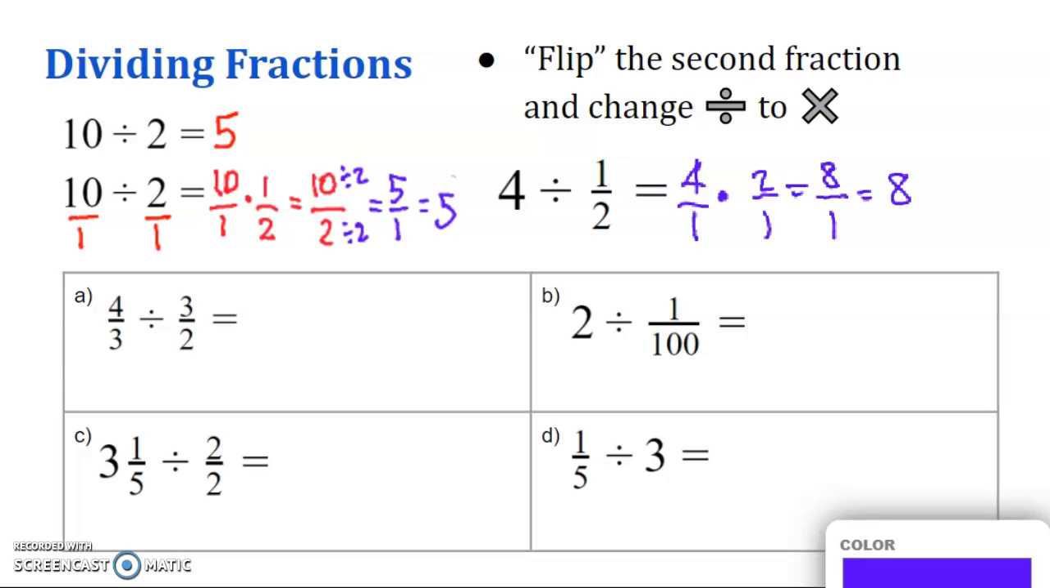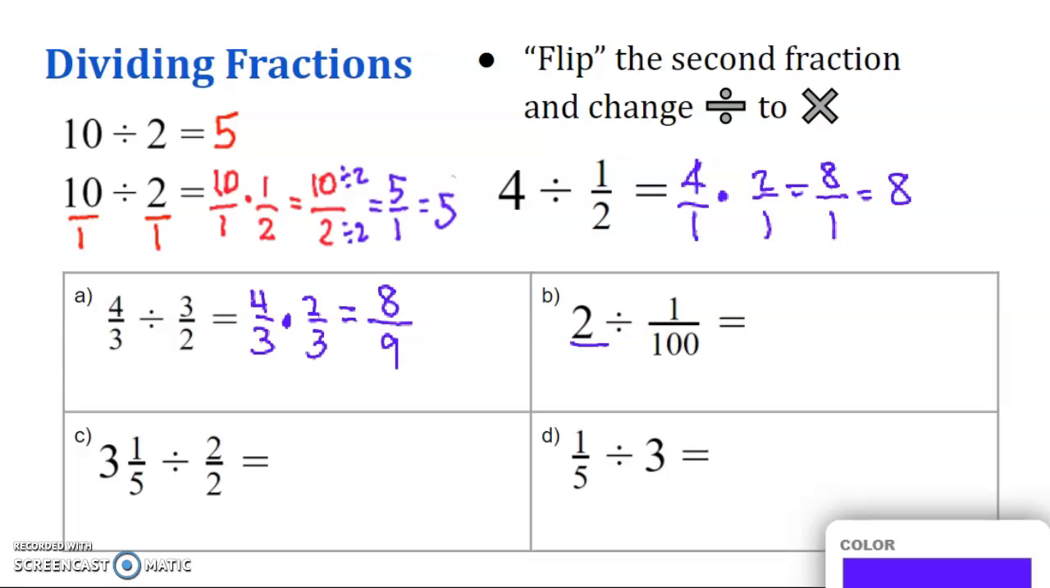So let's try to do this problem again. We would do 4 over 3. The first fraction remains the same. The second fraction gets flipped. So that becomes 2 over 3. And the divide sign changes to multiply. Okay. And then you multiply top with top, bottom with bottom. That becomes 4 times 2 is 8. 3 times 3 is 9. Okay. What about this one?